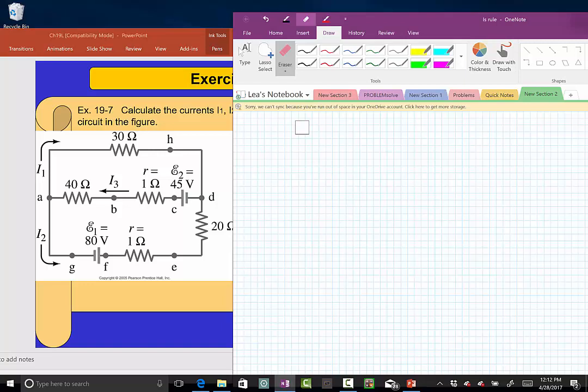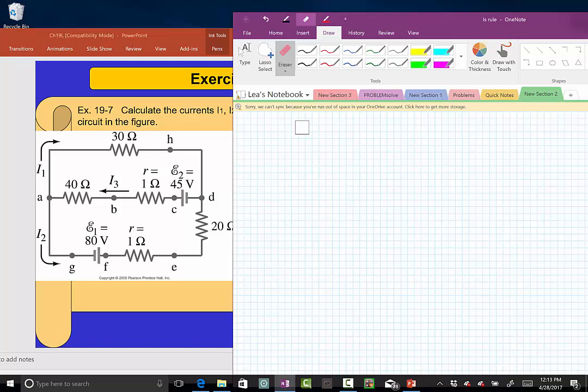It doesn't matter. You choose any direction you want, and then at the end, you will see if you guessed it right or wrong. If you guessed it right, the answer for your current will be positive. If you guessed it wrong, you will get a negative number for your current. And then you will just know that, well, I guessed the wrong direction. Okay? All right, so let's use the two rules from Kirchhoff, the two Kirchhoff's rules.